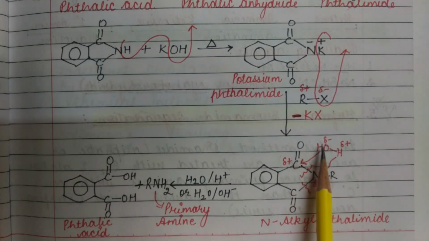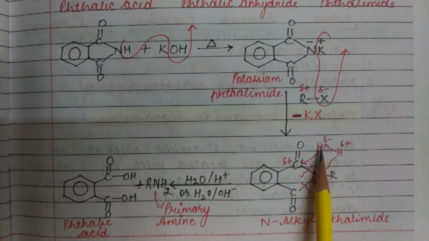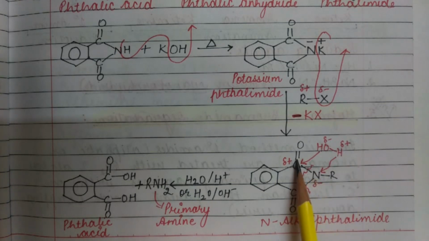Now here we attack the carbon and nitrogen with water. The OH is the partially negative group of water and hydrogen is positive. Similarly, nitrogen is a negative group and carbon will be positive.